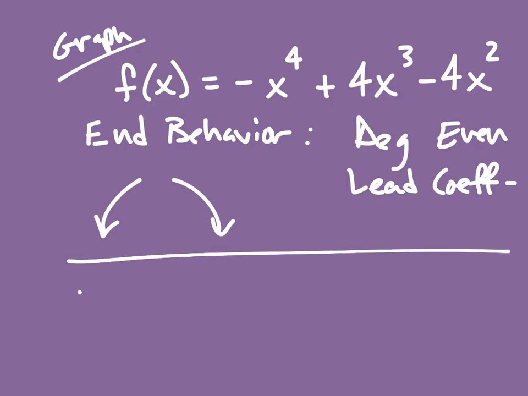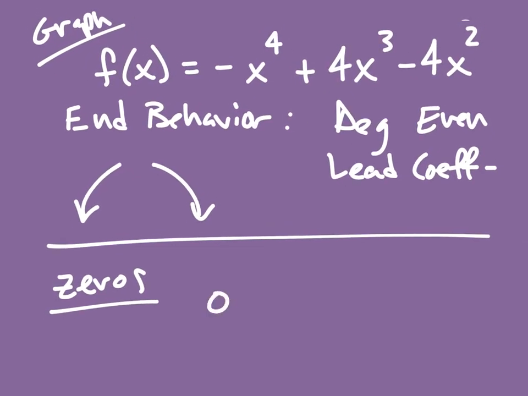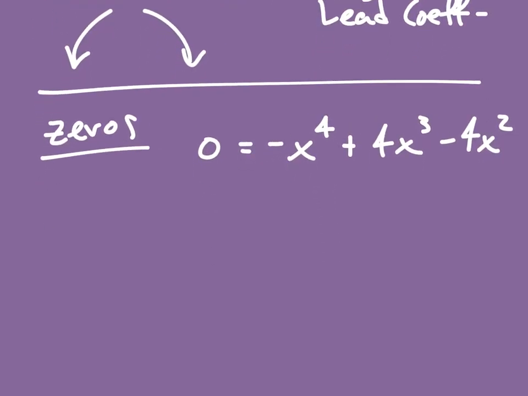The second thing that we need are the zeros. And from here, what I want to do is set my polynomial equal to 0 and solve this equation for x. So what I want to do in this case is factor, because I'm looking at this, it's degree 4, so it's a higher degree polynomial. But what I notice is that each of my terms here has a common factor of x squared.